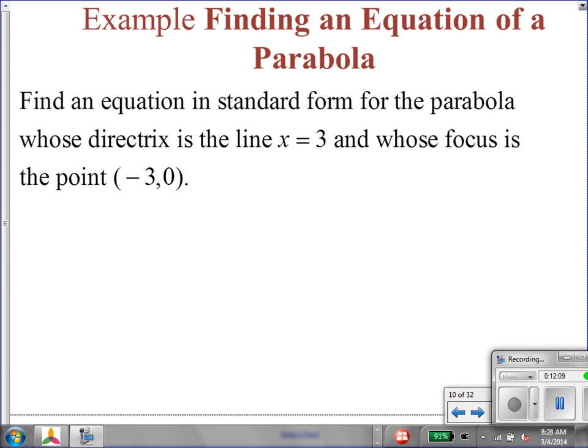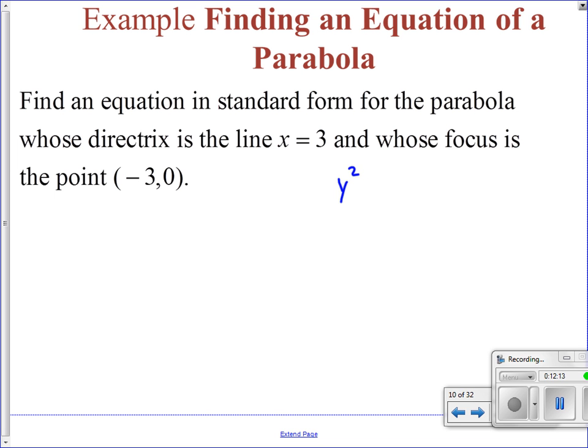Does anybody know what the graph would look like? Remember, we already know it looks like this, right? y squared equals 4px. Everybody agree? Yeah. It's opening to the left, which means that the number in front of x has to be negative.